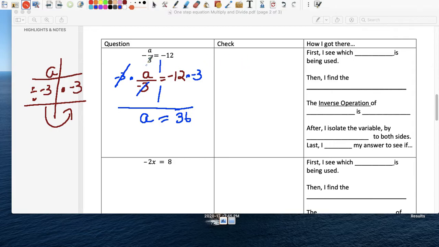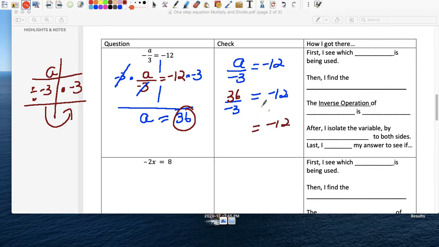So let's check and use the second equation, right? So we have a divided by -3 equals -12. So let's substitute. In place of the a, I'm going to replace it with the value that we found, 36. That's 36 positive divided by a negative is a negative, and 36 divided by 3 is indeed 12. So look, left equals right.